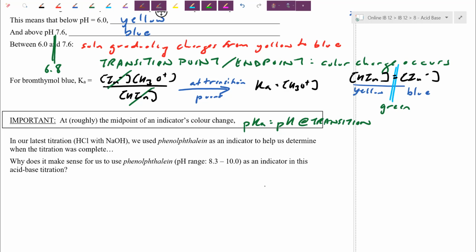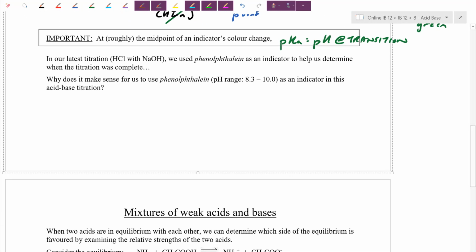In our latest titration with HCl and NaOH, we used phenolphthalein as an indicator. Why does it make sense? Why is it okay, even though phenolphthalein actually changes a little bit higher? So let's have a quick look at what that titration curve would look like.